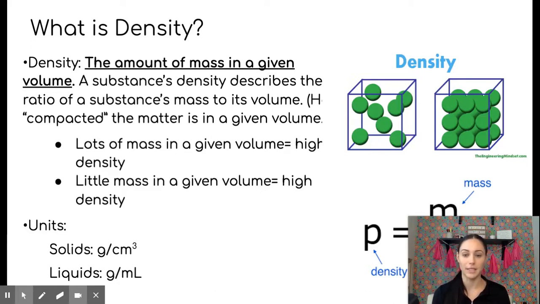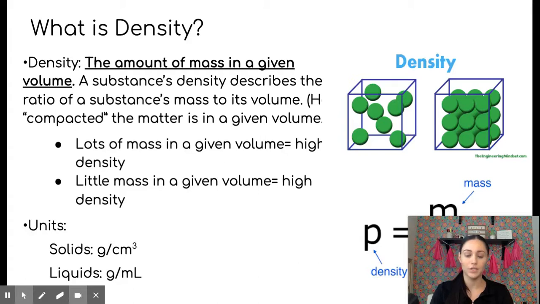So this means that if I have a substance that has a lot of mass in a given volume, we would say that this has a high density or that it is very dense. If we have another substance like this one on the left that has a small amount of mass in a given volume, we would say that this has low density or that it is not very dense.